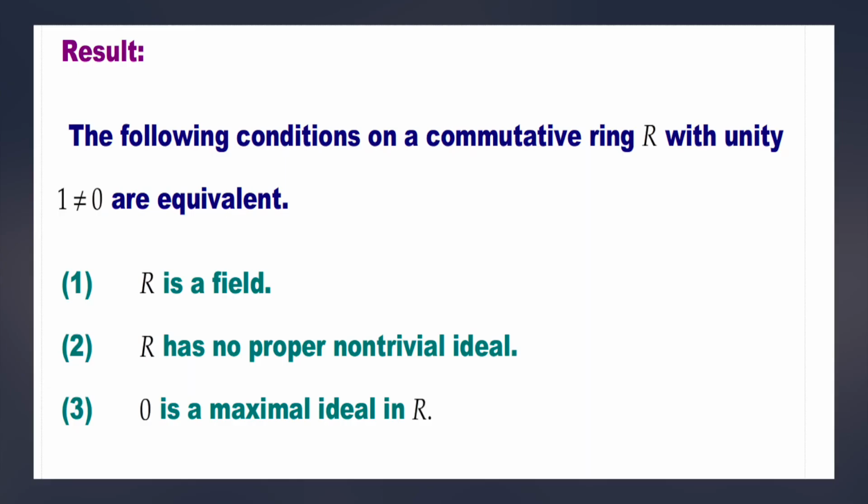Now, let us see some results here. Result: the following conditions on a commutative ring R with unity 1 not equal to 0 are equivalent. 1. R is a field. 2. R has no proper non-trivial ideal. And 3. 0 is a maximal ideal in R.